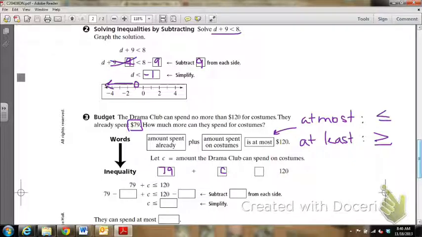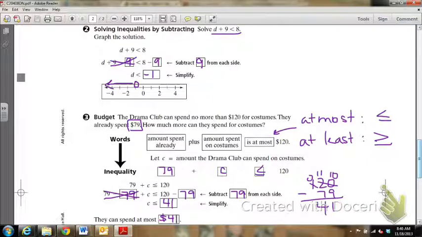So at most means I can't have any more than $120, so it has to be less than or equal to 120. Now to solve this, to undo adding 79, I'm going to subtract 79 from both sides. 79 minus 79 is 0, so that goes away. And I get C is less than or equal to, borrow, 10 minus 9 is 1, 11 minus 7 is 4. So C is less than or equal to 41. They can spend at most $41. Okay, so pause the video and fill that in before moving on to the next part.